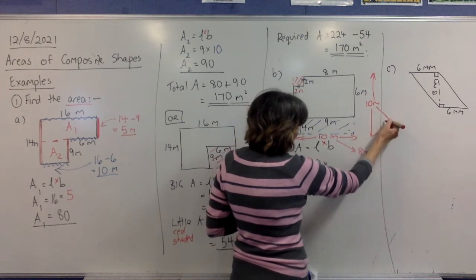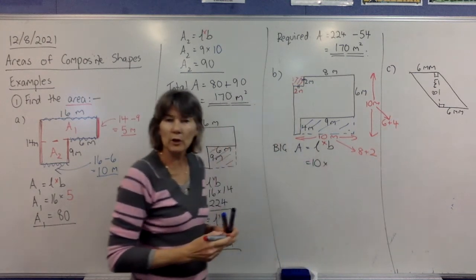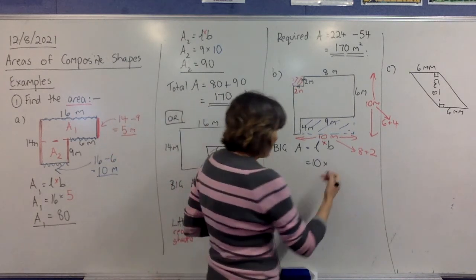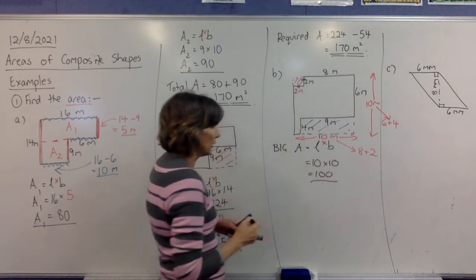And how did we get it again? We did 6 plus 4. So make sure you're writing all of this down so you can see how we're getting things. So we've got a 10 there as well. Multiply those on your calculator and you get 100.